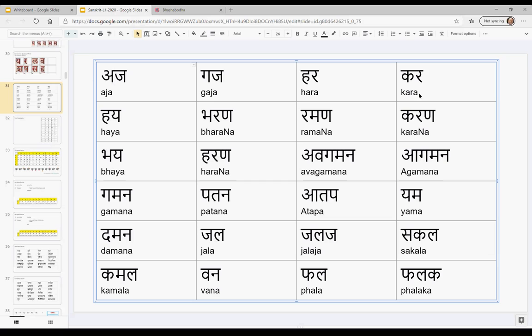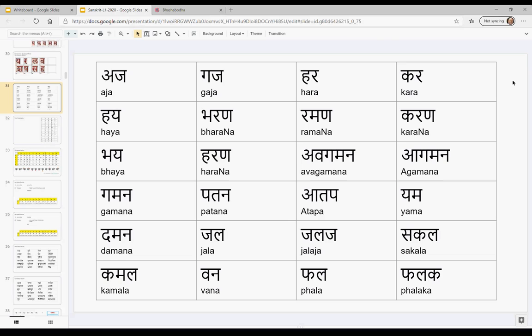Aj, Gaj, Har, Kar. Is it correct? Or should I say Hara and Kara? Hara, Kara, correct. Okay. One line is enough. The first line, please everybody note, read it again please. Aja, Gaja, Hara, Kara. So these should be read as what she pronounced: Aja, Gaja, Hara, Kara.